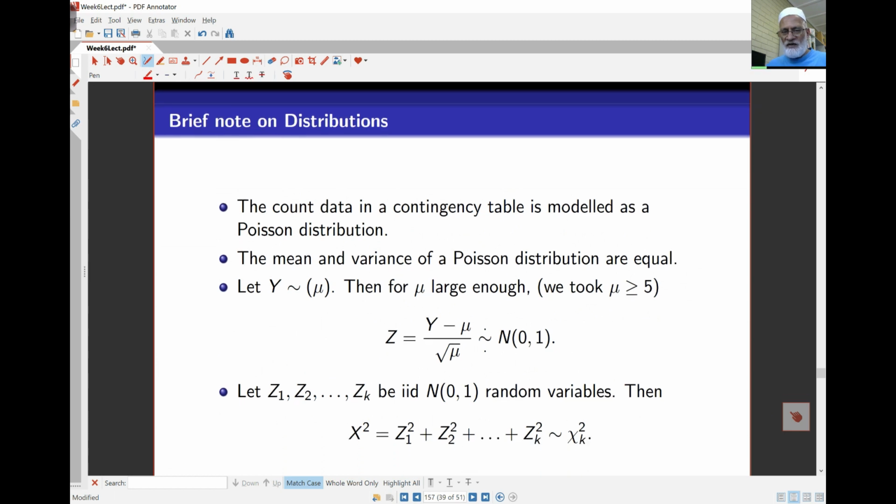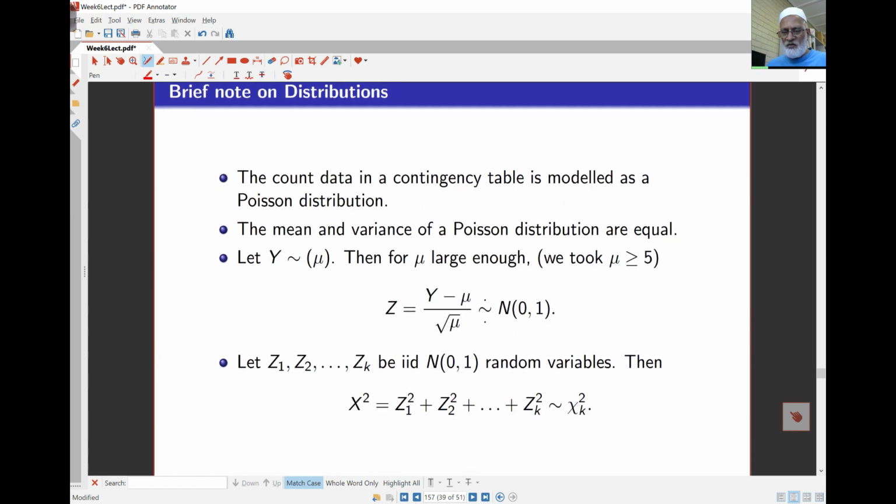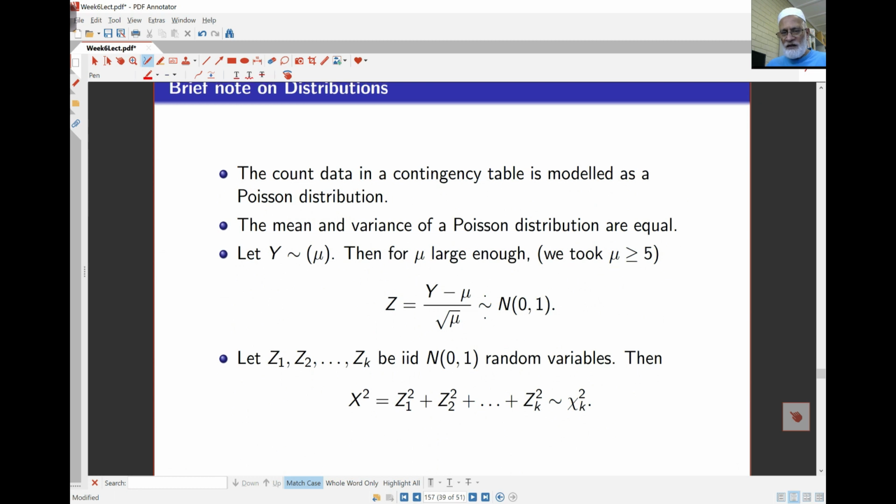Before that, a brief note on how this chi-squared thing works out here is, for those who know more mathematics or are interested, that the modeling is the counts by a Poisson distribution. So y is Poisson mu. Then for large enough mu, if I take a look at mu bigger than or equal to 5, say, then if I standardize the y random variable, y minus the mean divided by its deviation, now we know the Poisson has the same mean and variance, so the square root of mu is the standard deviation.